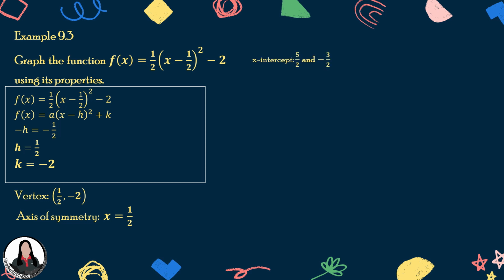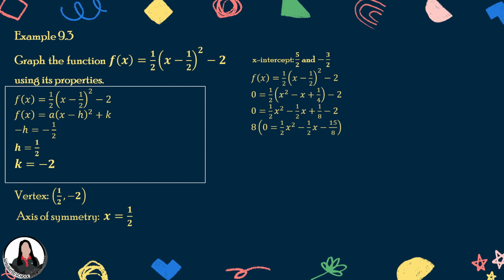For our x-intercept, we have 5 halves and negative 3 halves. So again, para makuha natin ang x-intercept, we set the value of f of x as 0. And then, let us solve for the vertex form. Okay, we have 1/2 quantity x squared minus x plus 1/4 quantity minus 2. Okay, and then let us multiply the value of 1/2. We have 1/2 x squared minus 1/2 x plus 1/8 minus 2. And then combining like terms. Okay, so we have 1/2 x squared minus 1/2 x minus 15 over 8.